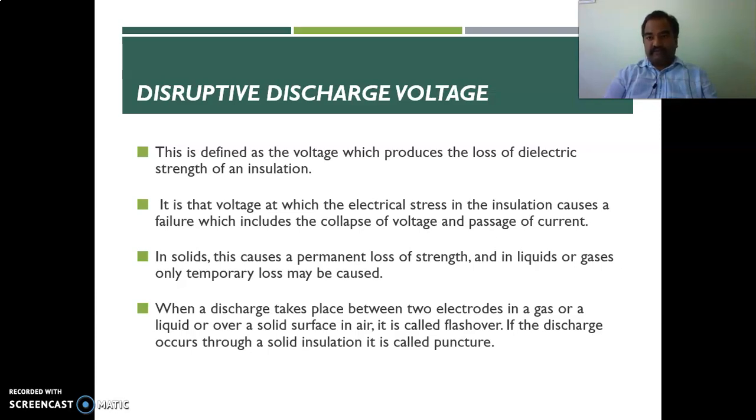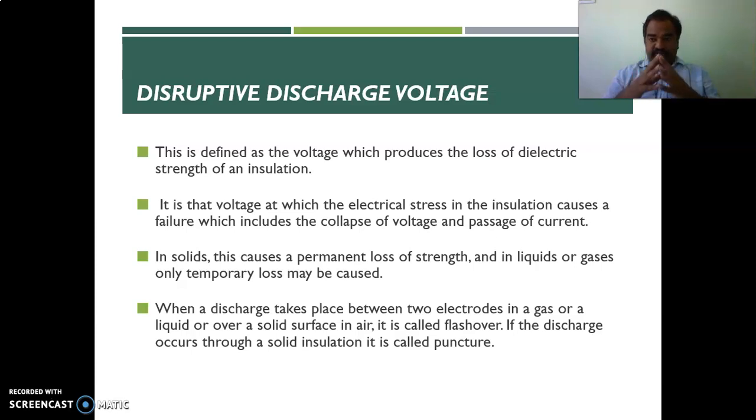high voltage equipment. The first one being the disruptive discharge voltage, which is defined as the voltage which is responsible for the loss of dielectric strength of an insulator. So if you go on increasing the voltage on an insulating material, at some point the dielectric material or the insulating material loses its dielectric properties. That particular voltage is called the disruptive discharge voltage. So at this particular point of voltage, the material loses its insulating properties. So the voltage will not withstand and a current will be allowed to pass through the insulator.